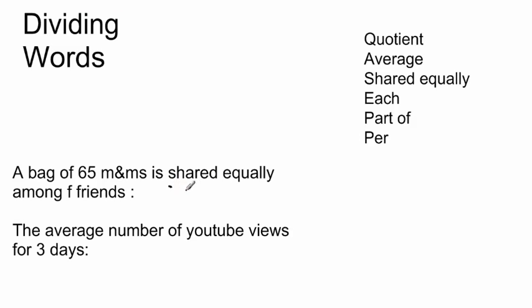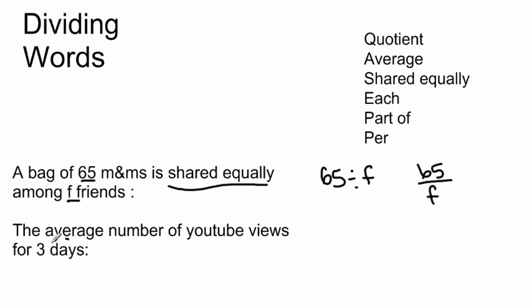I see shared equally. That tells me I'm going to do dividing. So I'm going to be dividing 65, and it's shared equally among F friends. F is my variable, the number of friends I have. So it would be 65 divided by F. You could also write that as 65 divided by F.